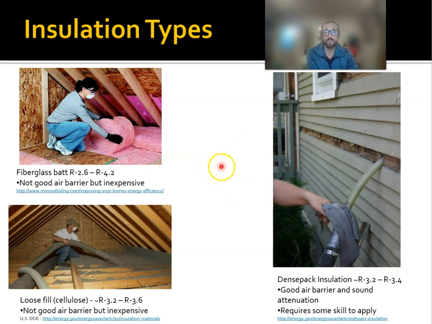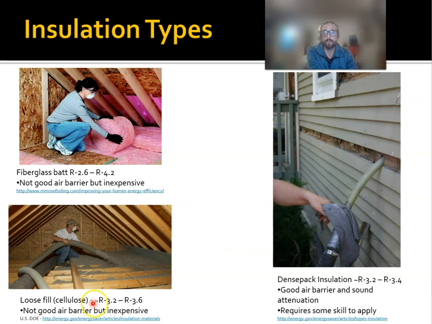So some basic kinds of insulation that you should know. Fiberglass batt, I'm sure you've seen this before, that comes in these big rolls. The R value of that is, we'll call it around R3 per inch. It's not a good air barrier, right? It's loose, but it's cheap. So a good value per square foot.